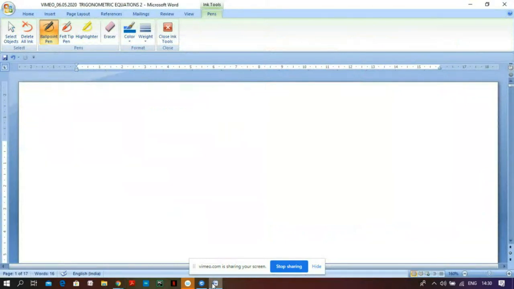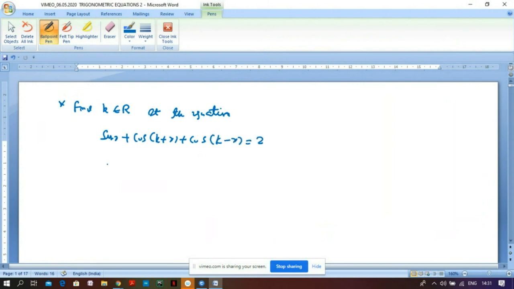Okay, so yesterday I had already covered different models of equations, and whatever is left, we'll cover today. To begin with, we start with an example which asks you to find all k belonging to R such that the equation sin x + cos(k + x) + cos(k − x) = 2 has real solutions.